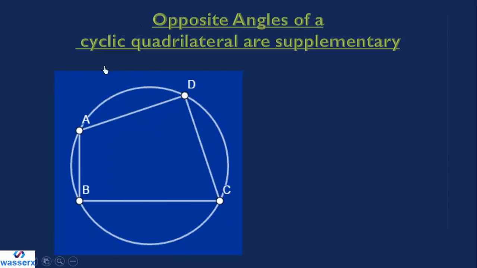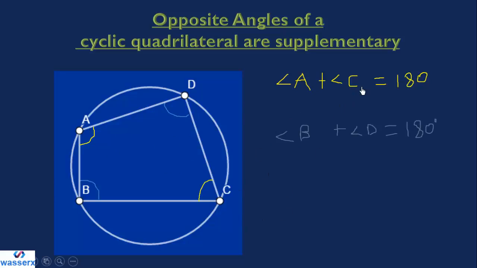Let's talk about the cyclic quadrilateral tool, then we solve some past questions. If you have a quadrilateral that has its 4 vertices on the circumference of a circle, then the opposite angles will add up to 180 degrees. So angle A plus angle C will give us 180, likewise, angle B plus angle D will give us 180 degrees.